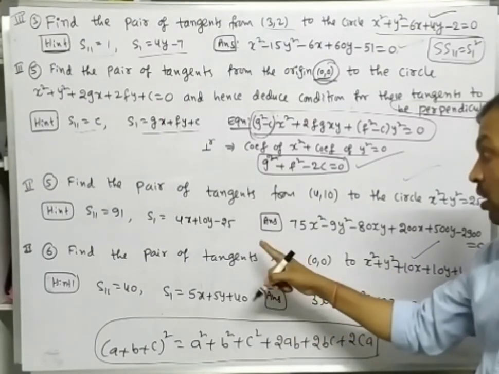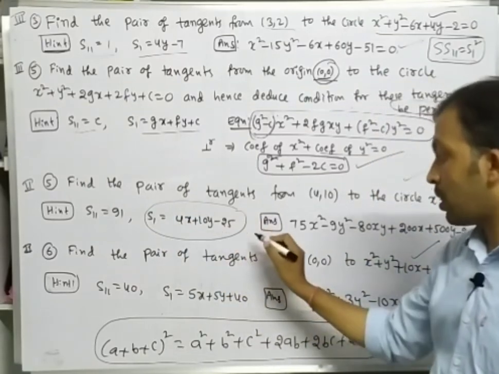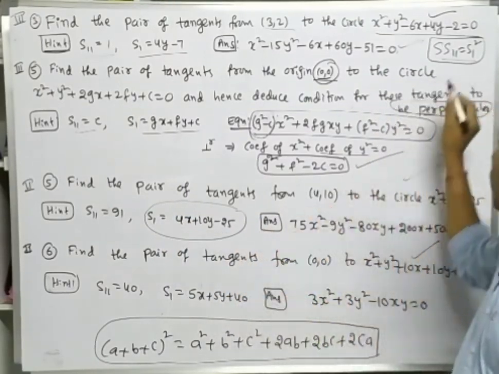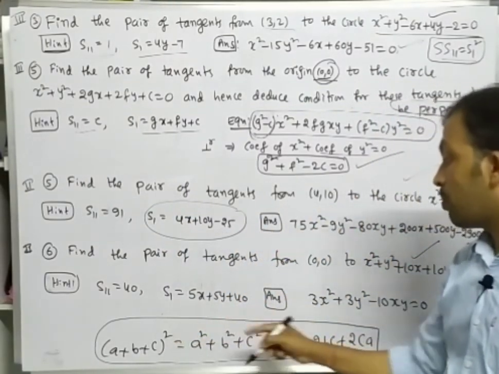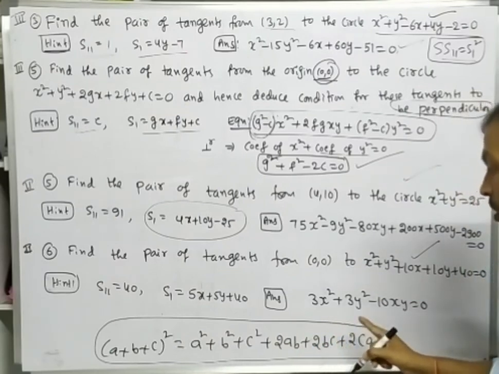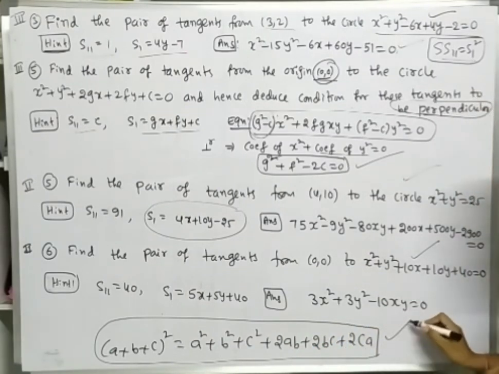So in between you will get S1 as a plus b plus c form. At that time, while squaring, use this formula, a plus b plus c whole square is equal to a square plus b square plus c square plus 2ab plus 2bc plus 2ca.